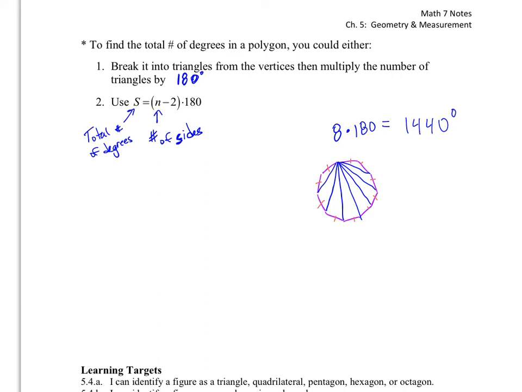So a 10-sided figure is that. Or, what do you notice about this number right here? This 8. When I had 10 sides, 8 is how much less? 2 less. So I could use our formula. S equals 10 minus 2 times 180, which is the same as S equals 8 times 180. Which is exactly what we did up here.